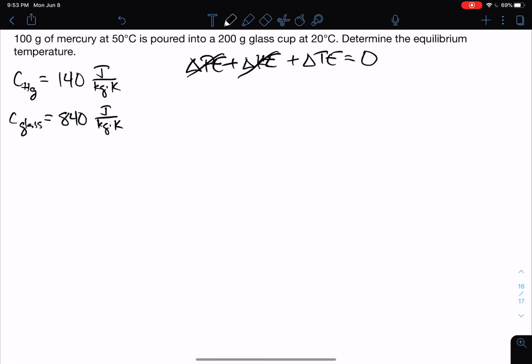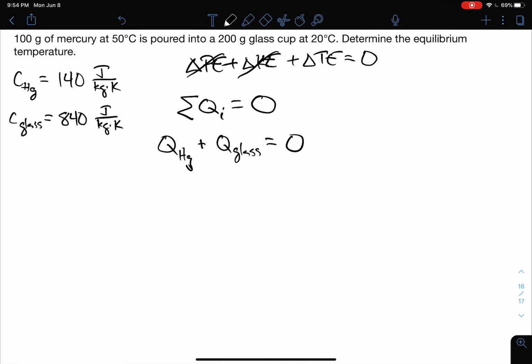And so the approach we use is to do the sum of the Q's, and remember Q represents the heat, the sum of these Q's has to be 0. And you have as many Q's as you do objects. In this case, we have 2 objects. So when I'm applying this, I'm going to have the Q of mercury plus the Q for the glass, or the cup if you prefer, and that has to equal 0.